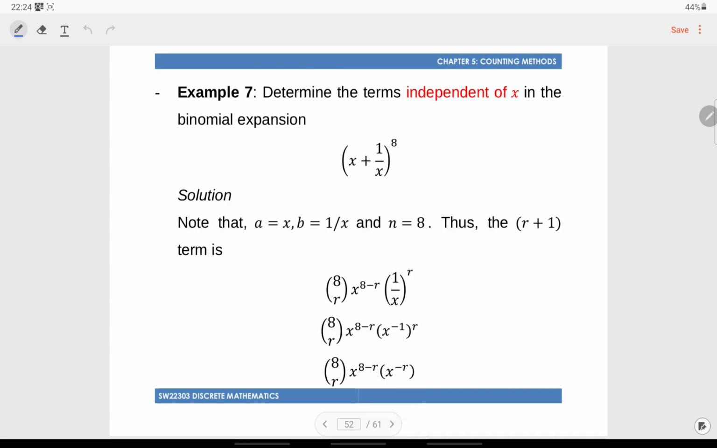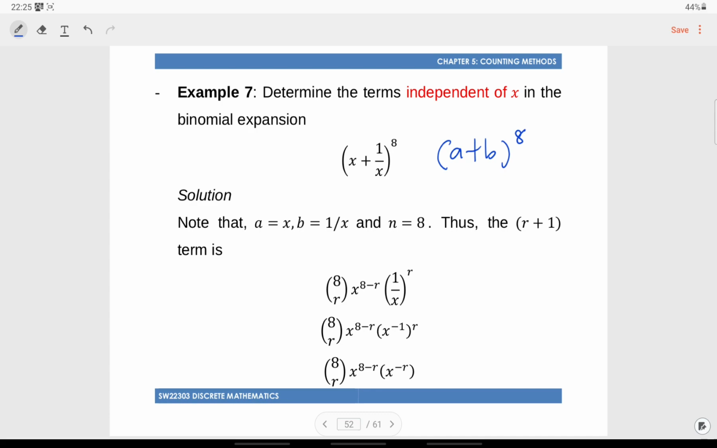Okay, next, determine the terms independent of x. Independent of x means the term without the term x. Determine the terms independent of x in the binomial expansion of (x plus 1 over x) to the power of 8. From the given information, we know that the original formula is (a plus b) to the power of n. So we have a equal to x, b equal to 1 over x, and n equal to 8.